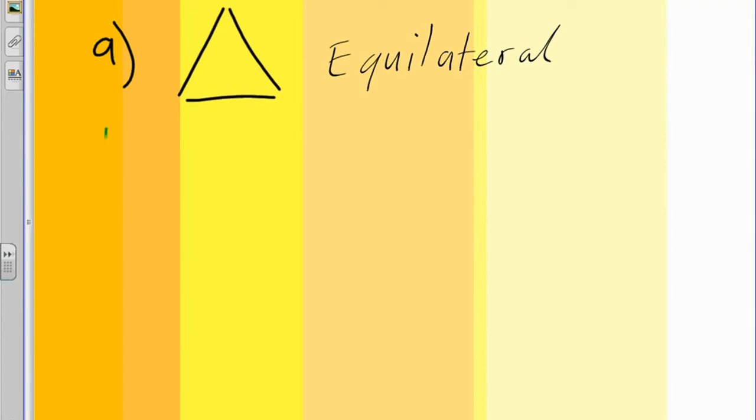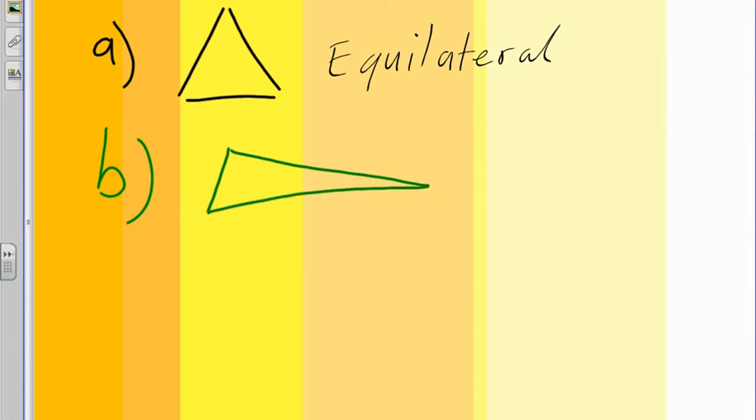Let's have a look at triangle B. I'm going to mix it up a bit here. Here's triangle B. Here we go. It has got all sides different, all angles different. What sort of triangle do you think it is? Pause me and find out if you can. It is a scalene triangle.